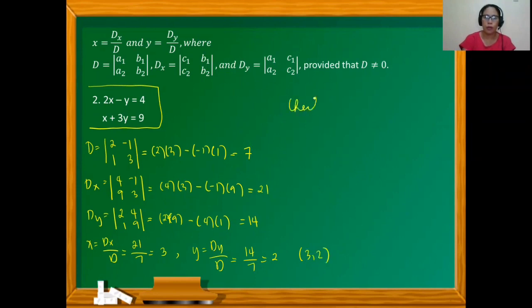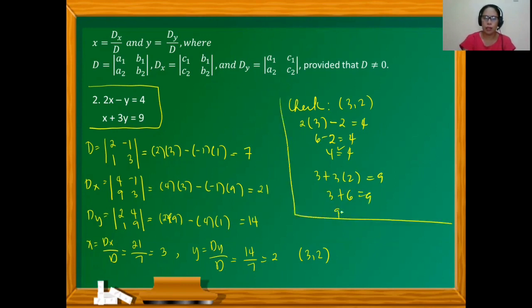So we have to verify if 3, 2 satisfies both equations. So substitute 3 and 2 to the x and y of both equations. So we have 2 times 3 minus 2 equals 4. So this is 6 minus 2. So definitely 4 equals 4. For the second equation, this is 3 plus 3 times 2 equals 9. So this is 3 plus 6 equals 9. So this gives us 9 equals 9. So really, this is the solution for the second system.